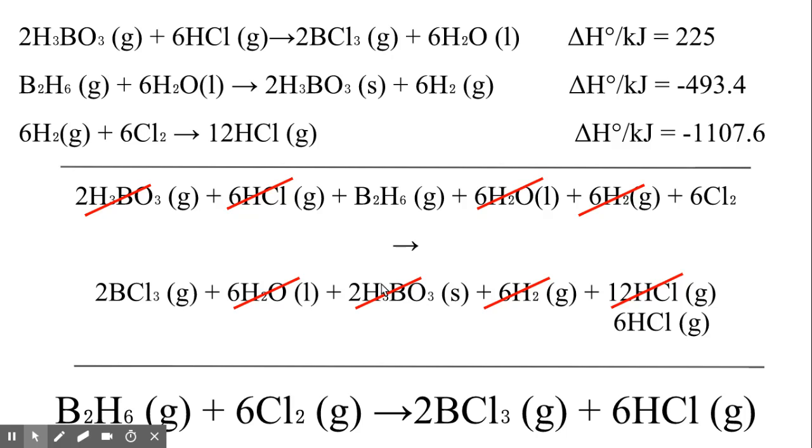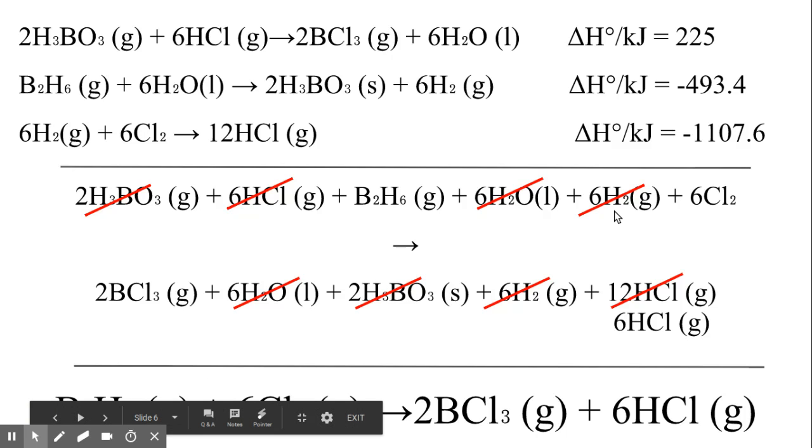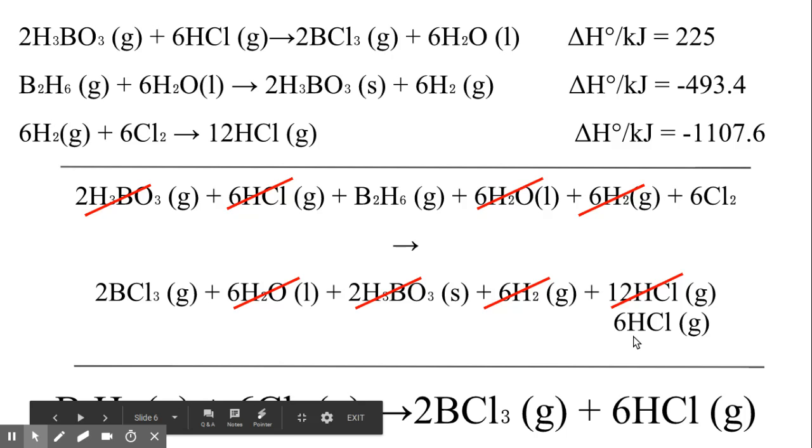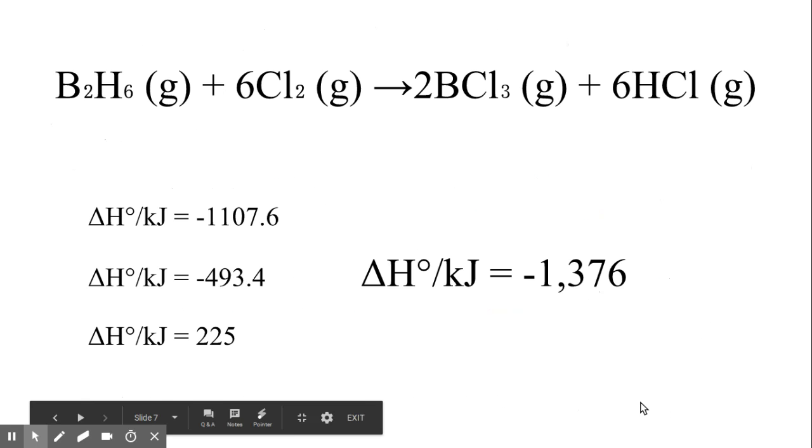That's it. So our remaining reactants are the B2H6, which goes there, and the 6Cl2, which goes right there. I know you can't see it, but that's where it is. And then our products are the 2BCl3, which is right there, and the 6HCl, which is right there.